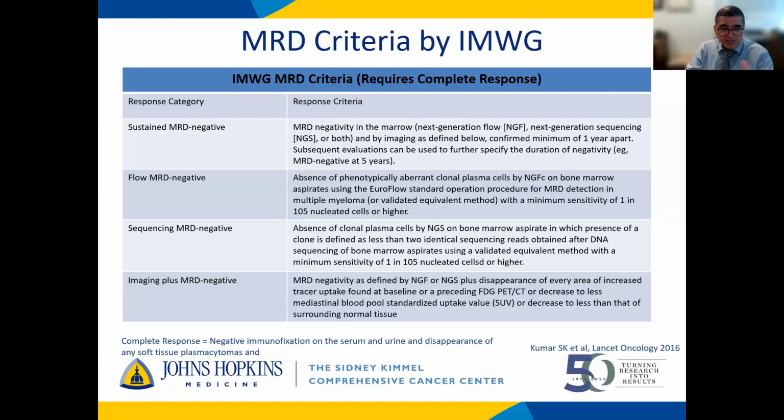You can be flow MRD negative, sequencing MRD negative, which is when you've done NGS and you don't really find any myeloma. But then there's this imaging part of it. And that's very, very important because human beings are patchy. Our marrows are patchy, our bones are patchy, everything is patchy about us. And when we are doing a bone marrow biopsy and getting a sample, we want to be able to put it in context. If I'm going to say that there's true MRD negativity, I want to have complementary imaging. I want to have labs that show that my numbers are actually under control.